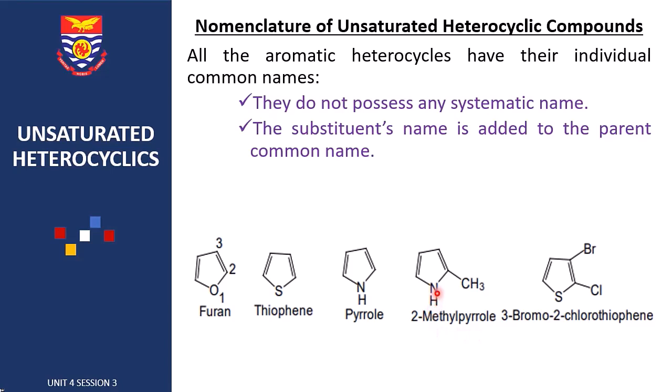So in this case, you count anti-clockwise. Your heteroatom becomes 1, 2 becomes the methyl group, so you don't count the other way around, clockwise, but you count anti-clockwise for this to be the 2-methyl. Similarly, the same thing happens here. So you count giving the heteroatom the number 1, 2, 3, so 2-chloro and 3-bromo thiophene.